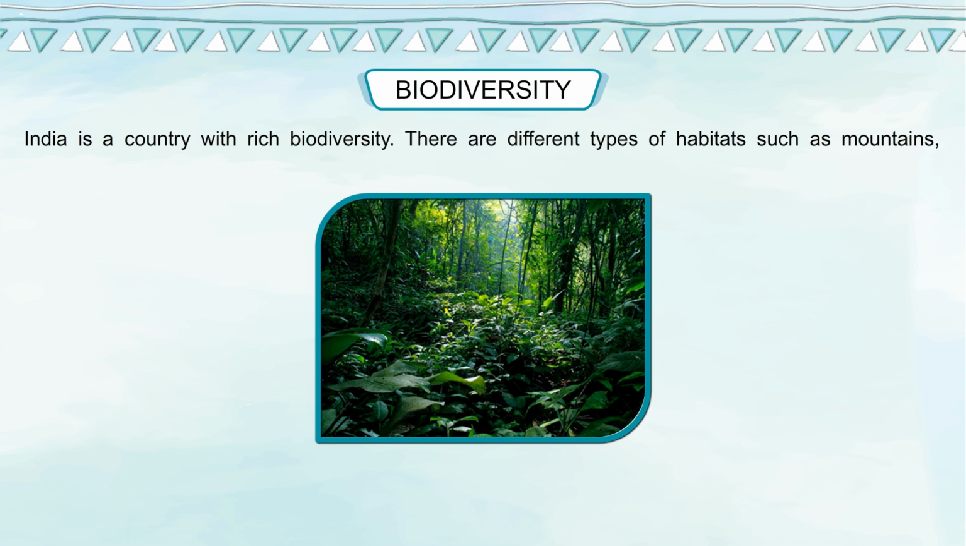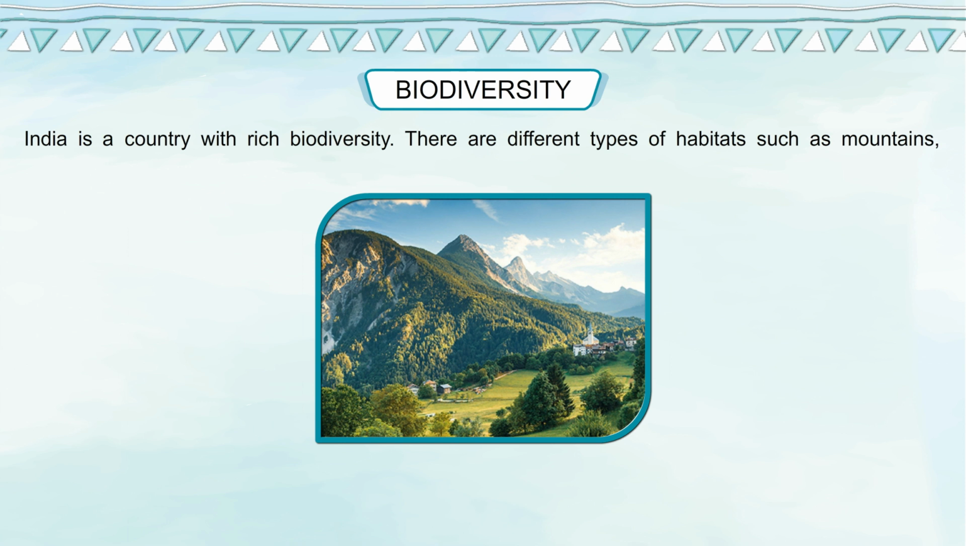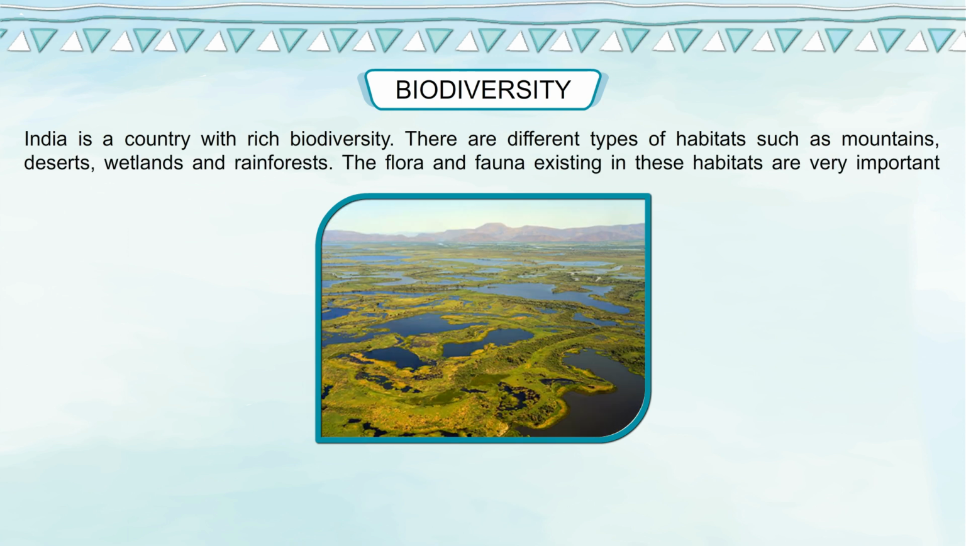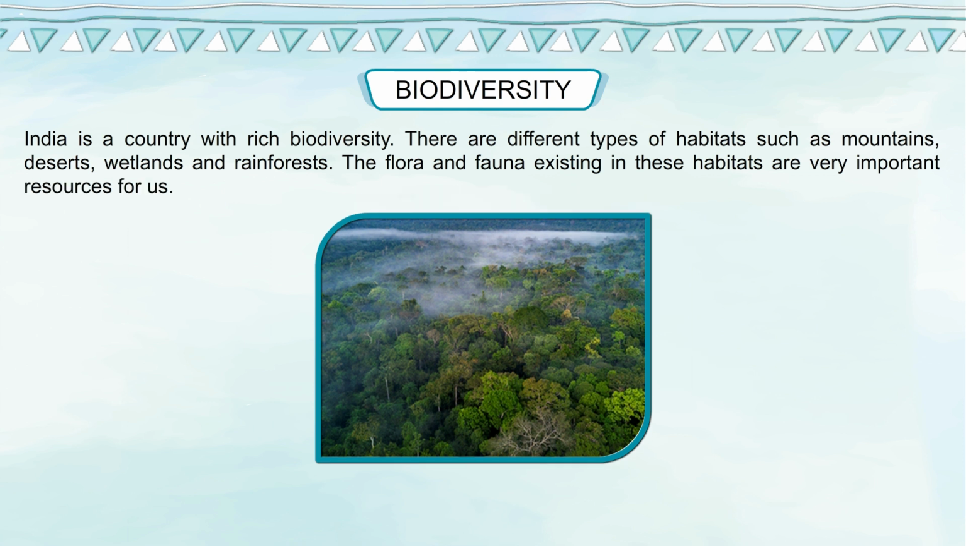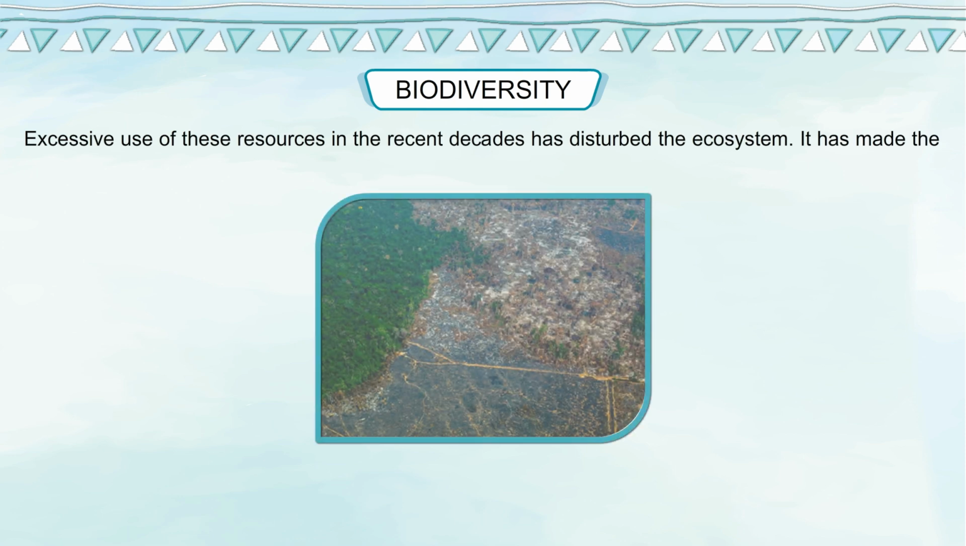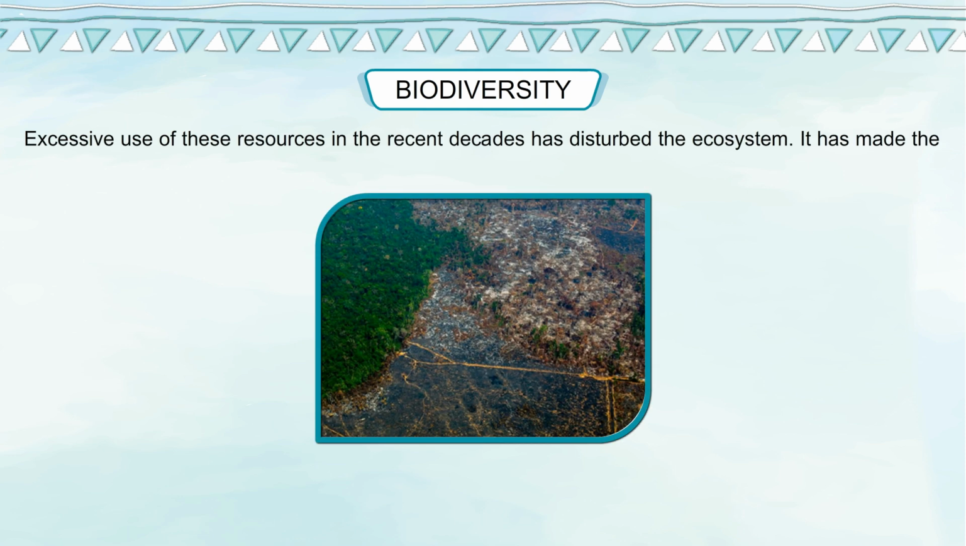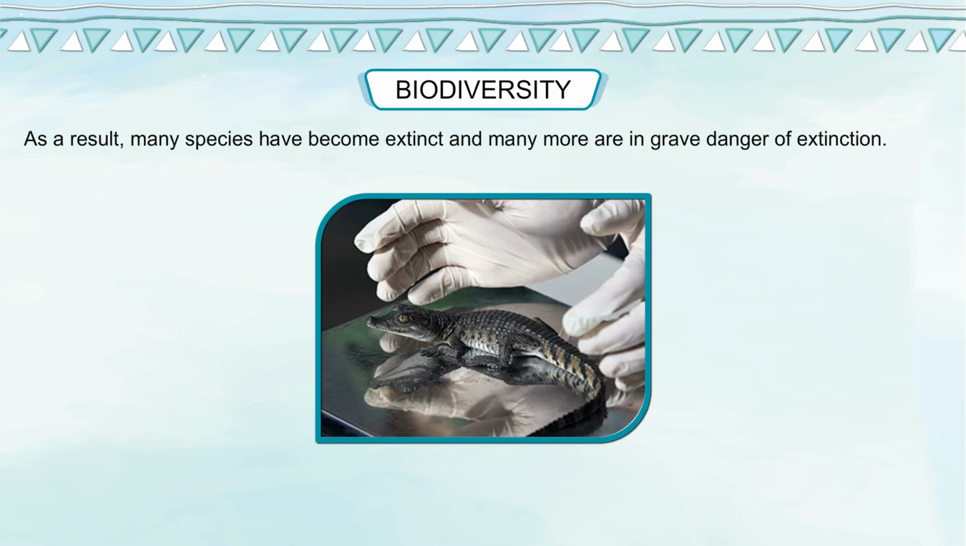There are different types of habitats such as mountains, deserts, wetlands, and rainforests. The flora and fauna existing in these habitats are very important resources for us. Excessive use of these resources in the recent decades has disturbed the ecosystem. It has made the survival of many plants and animals very difficult. As a result, many species have become extinct and many more are in grave danger of extinction.